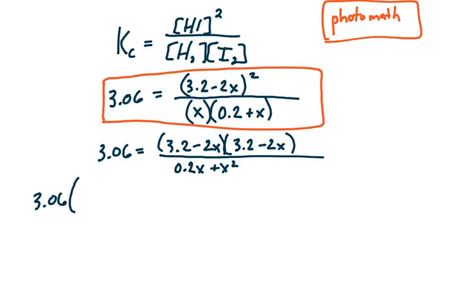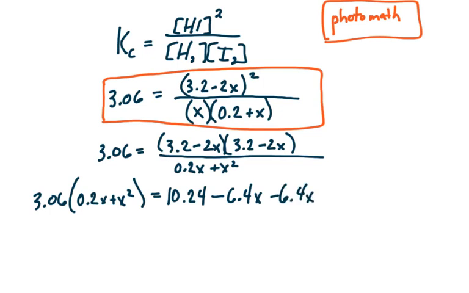Next thing I'm going to do is bring this up and over. 3.06 times (0.2x plus x squared) is equal to, that's 3.2 times 3.2 is 10.24, minus 3.2 times 2, 6.4x, minus 6.4x, and then negative 2 times negative 2 is going to be 4, so plus 4x squared.